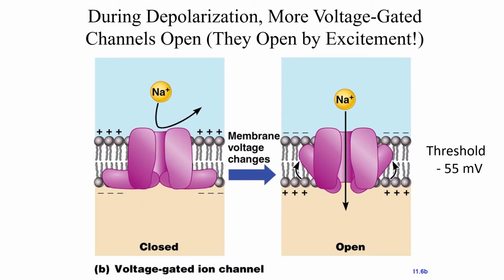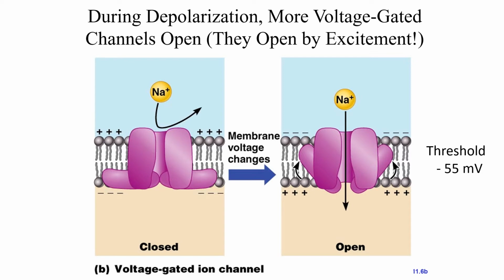So if you start to reach threshold, which is negative 55 millivolts, good number to know, then other neighboring protein channels will begin to open. Notice, there is not a place for acetylcholine to bind here, and we're not talking about it because that's not part of the conversation.